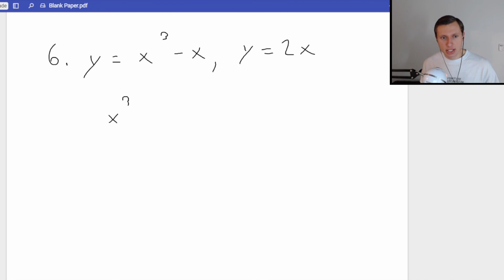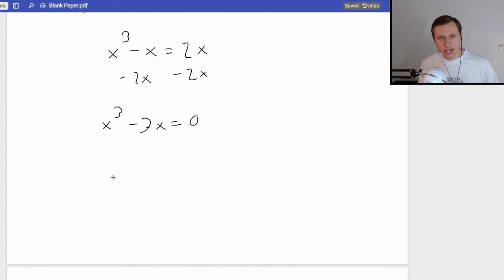So I'm going to say x cubed minus x equals 2x. Hopefully you know by now what we're going to do. I'm going to subtract 2x from both sides. I get x cubed minus 3x equals 0. And then I need to factor out the common term, which is x. So x times x squared minus 3 equals 0.